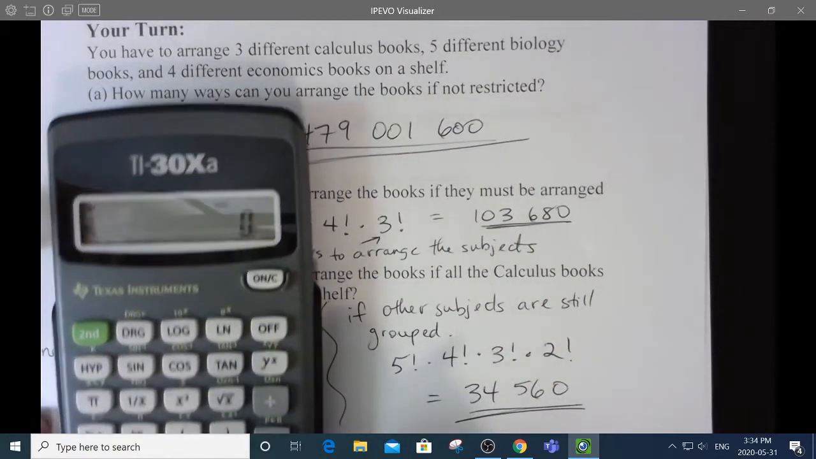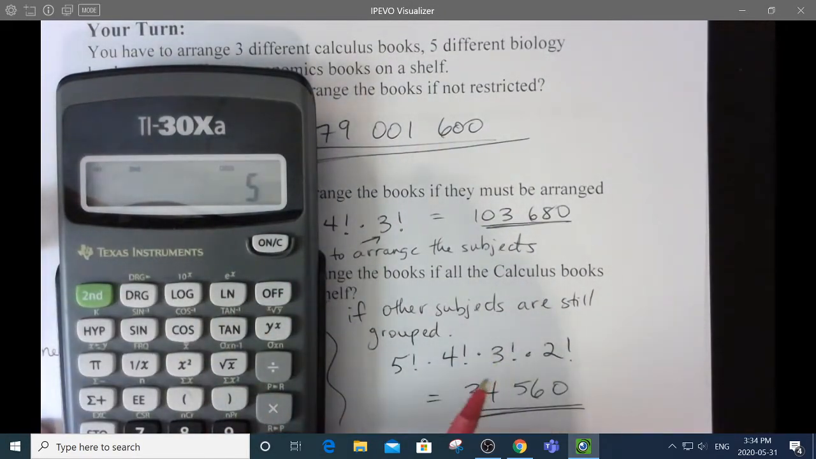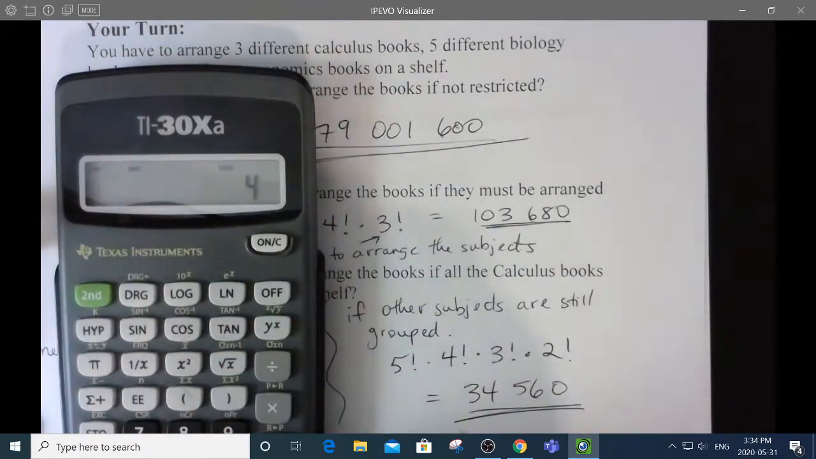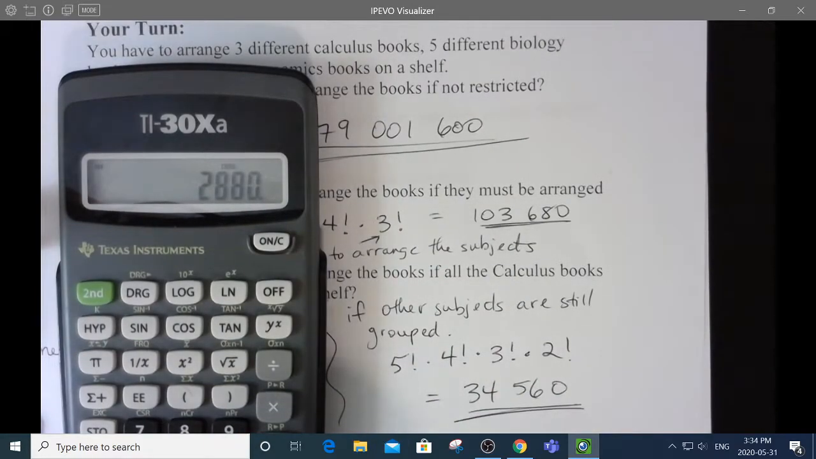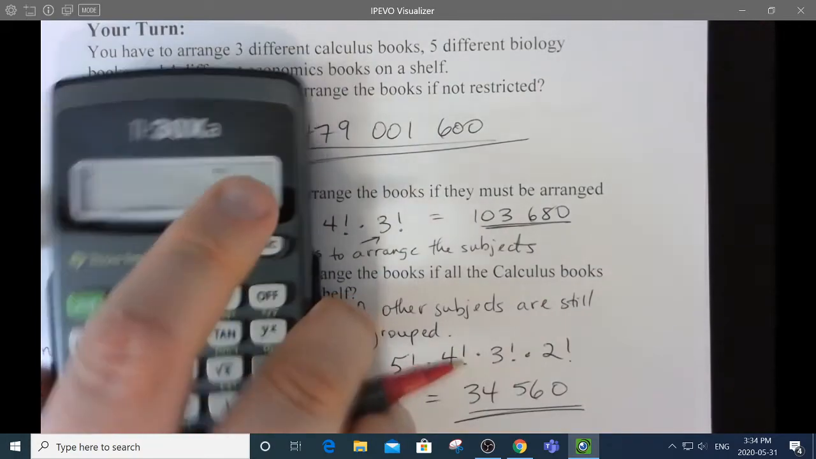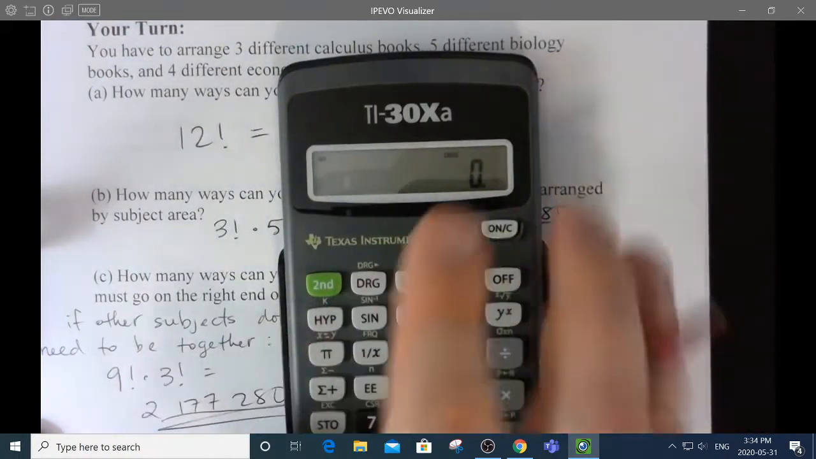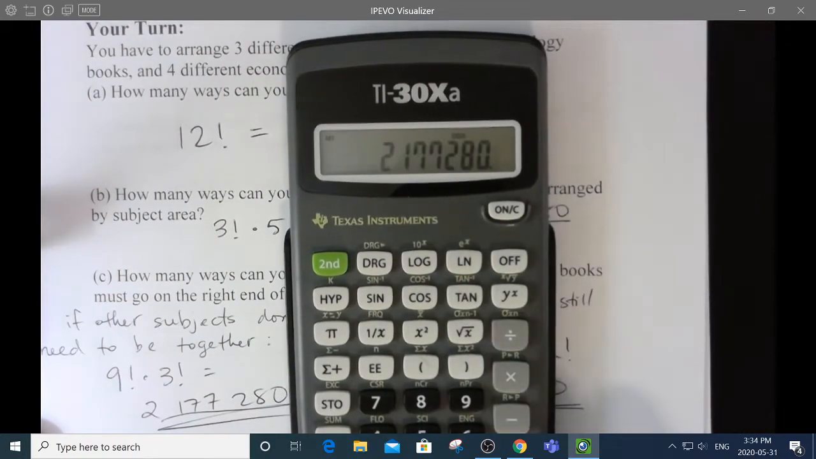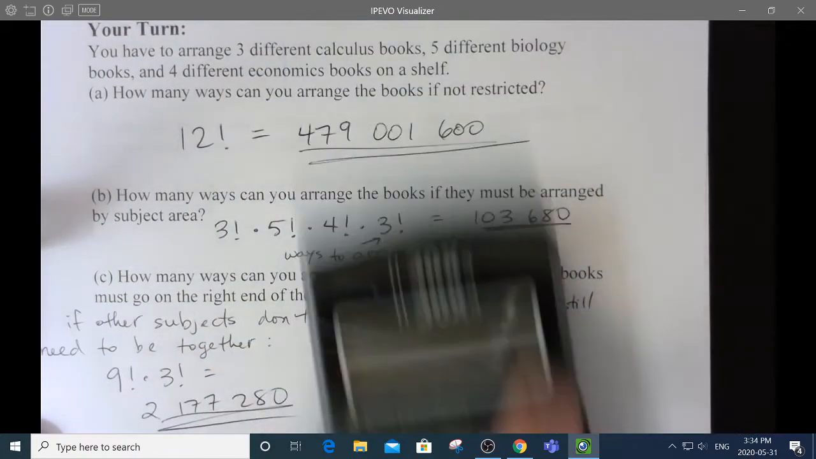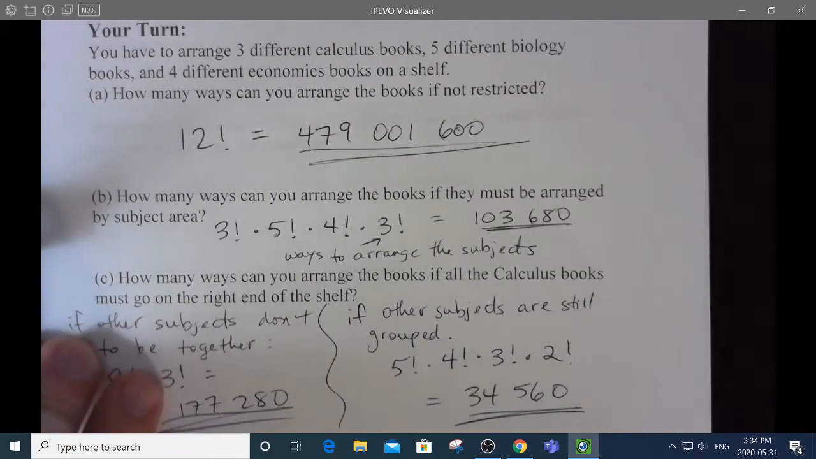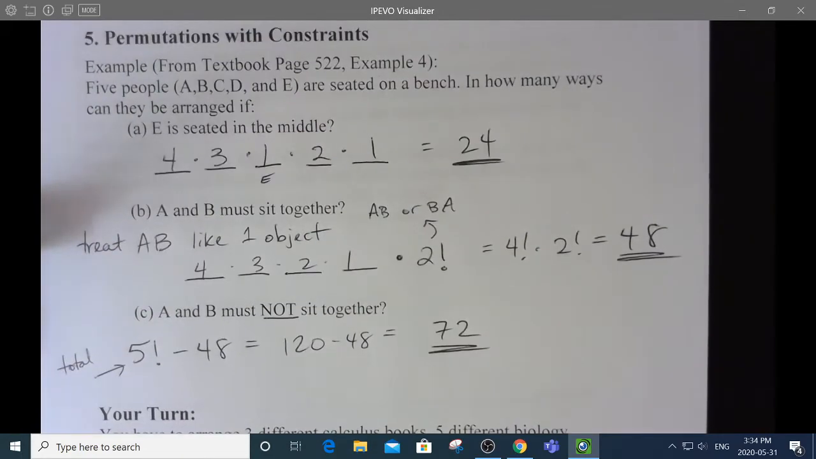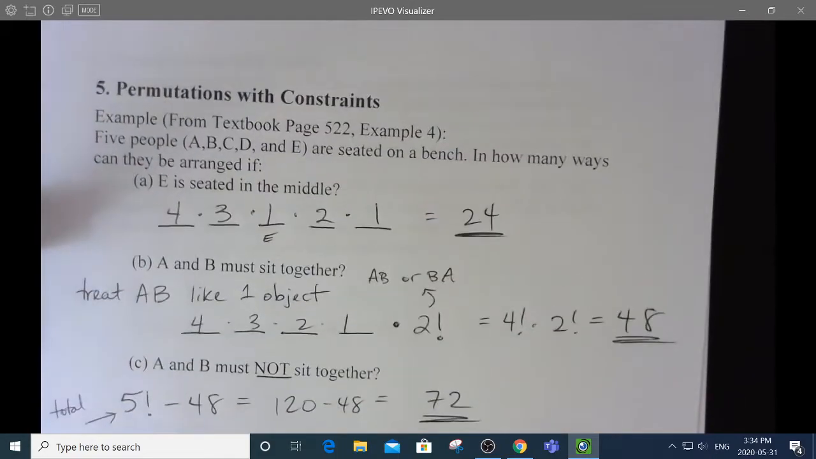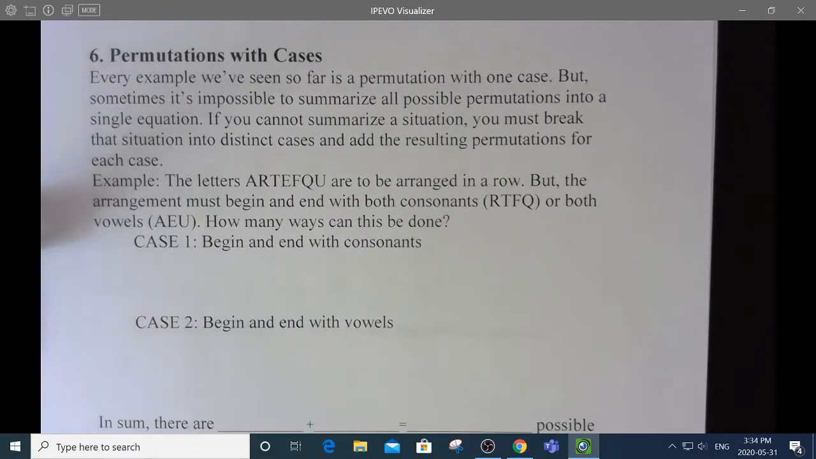Let's see. Here's how I'd punch that. I'd go 5 factorial times 4 factorial times, I know 3 factorial, 6 times 2, and yep, there it is, 34,560. And this one, if I was punching buttons, I would just go 9 factorial times 6. Boom. Look at the difference in how big that number is. Cool. So that's constraints. Next is cases.